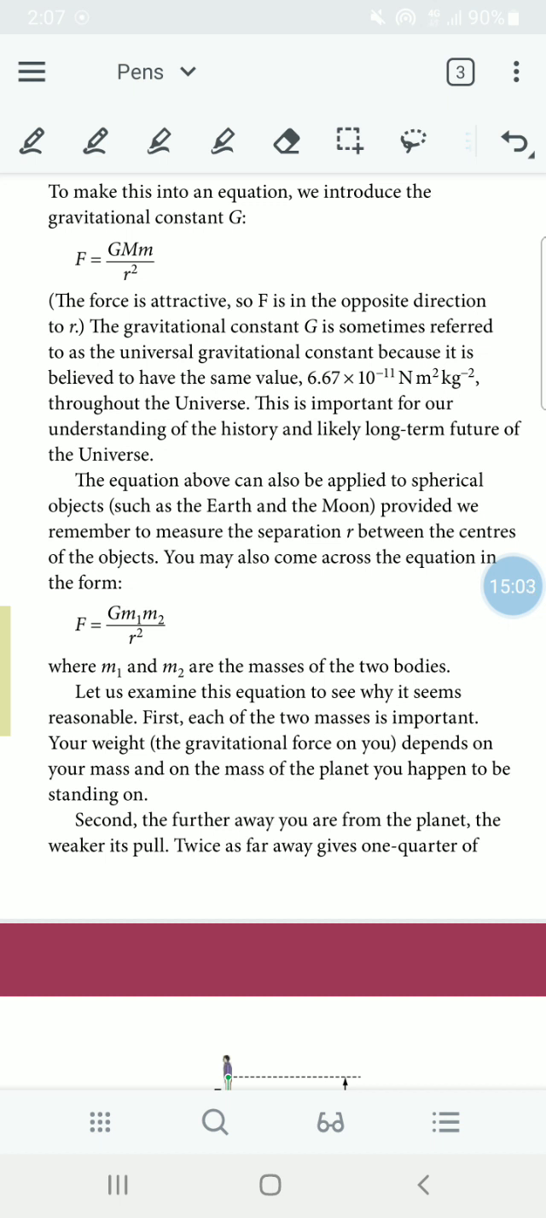Leave a line and write, when taking the separation between two large objects such as planets, the distance should be calculated from the centers of their masses.